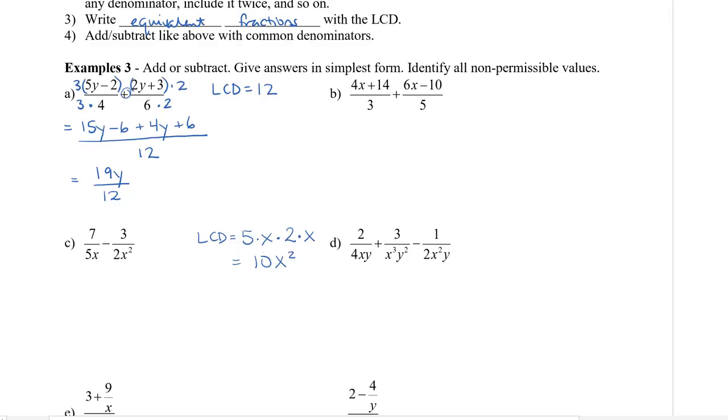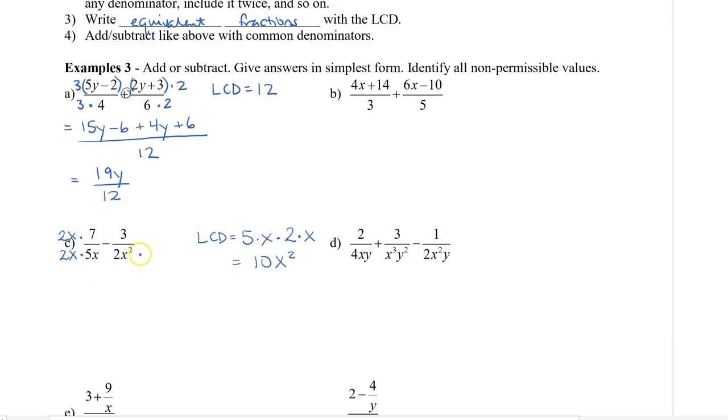Now in terms of multiplying the numerator and the denominator to get the equivalent fraction, I can now see that what's missing from the first fraction is a 2 and an x. So I'm going to write this as 2x multiplied on the top and the bottom.